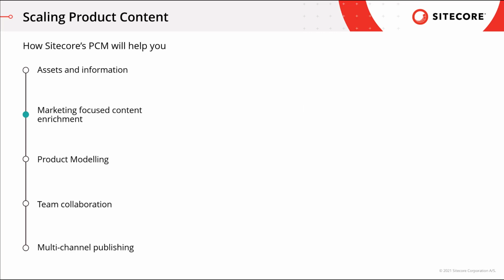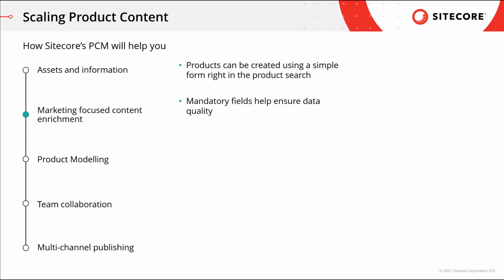Now that we know how easy it is to search for products, let's have a look at how easy it is to edit them. With PCM, we can easily create and edit products with a configurable form. These forms can be combined with mandatory fields to ensure all the essential data is present. We can enrich our products with multimedia and related product documentation.